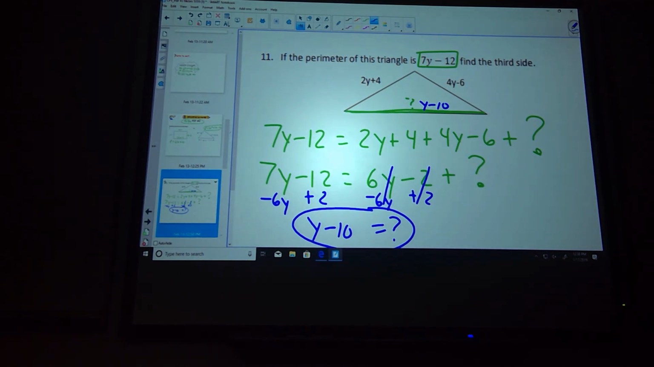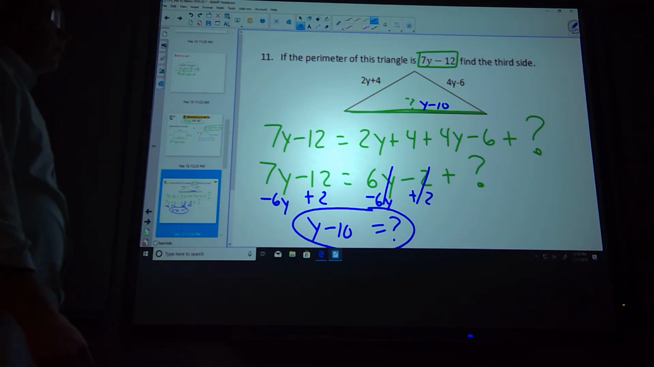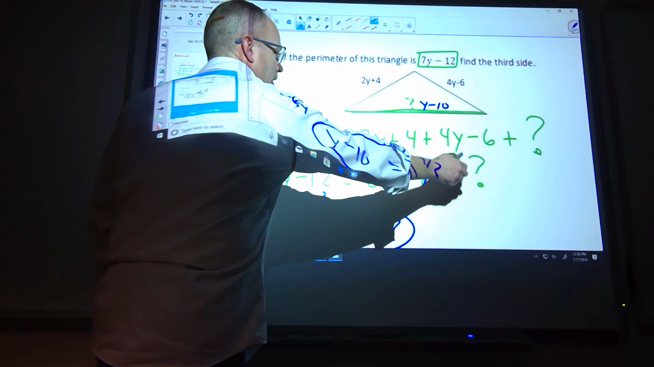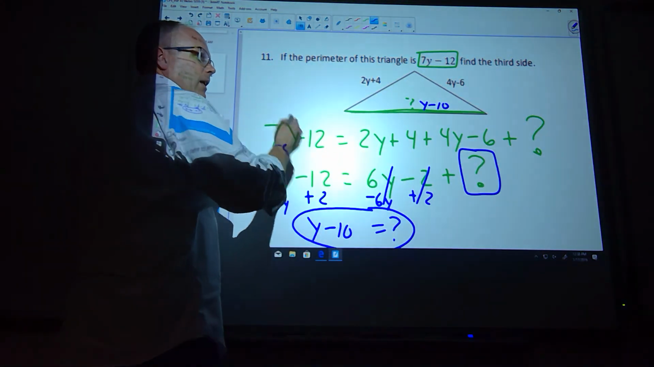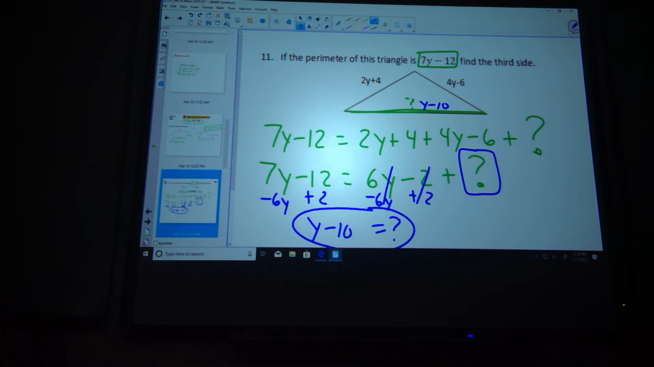Wait, why did you add the 2 on that side, when you could have added the 12 to the 2? Oh, because I wanted to get the question mark all by itself. So if I move it over, I have to add it. And I just used question mark, but you could use any variable. You could have a smiley face if you wanted to, or whatever.